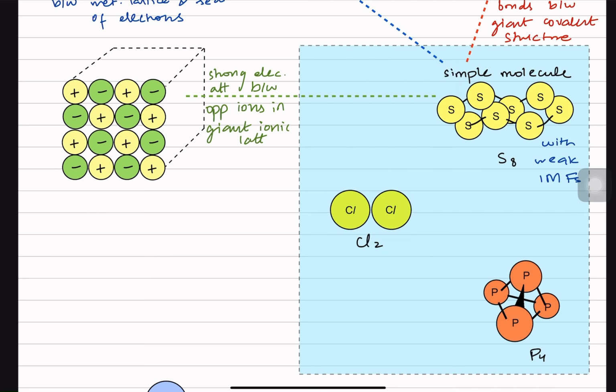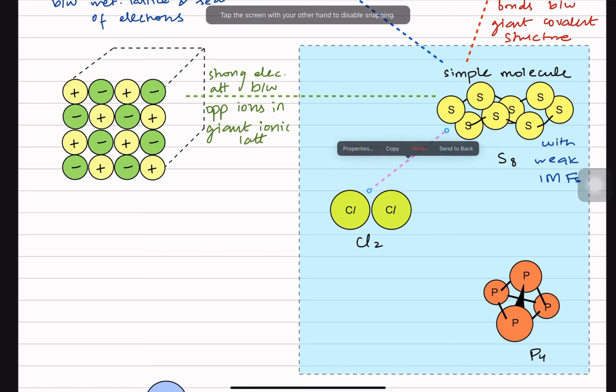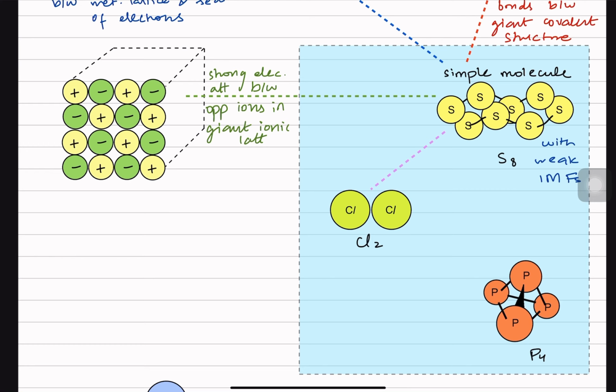So if the comparison is between S8 and Cl2, then I would say that both are simple covalent structures. And then I would say that S8 has more electrons per molecule than Cl2. So S8 has stronger ID forces, because this time they are both simple covalent molecules.